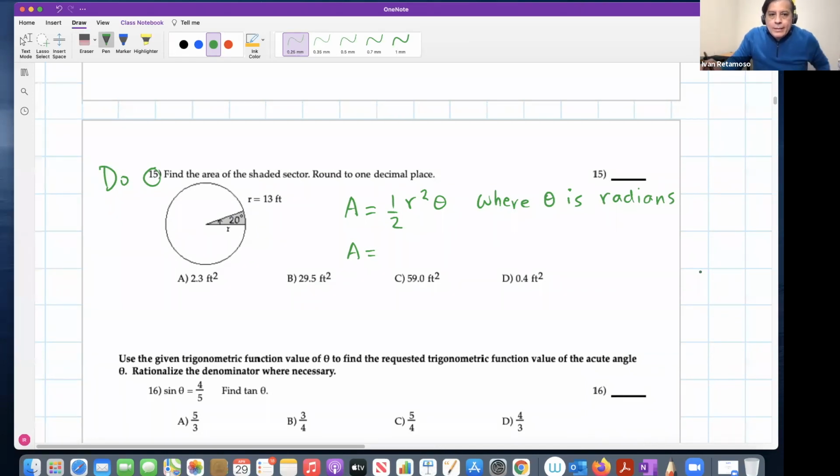Radius 13 feet, angle 20 degrees. But remember, you have to convert to radians for the formula to work. Or we could just put the whole equation on a calculator. You need a calculator, Sergio, because it's a decimal number. We are not going to get it by doing it mentally. Let's start with 1/2 radius squared. What is the radius? They say 13 feet.